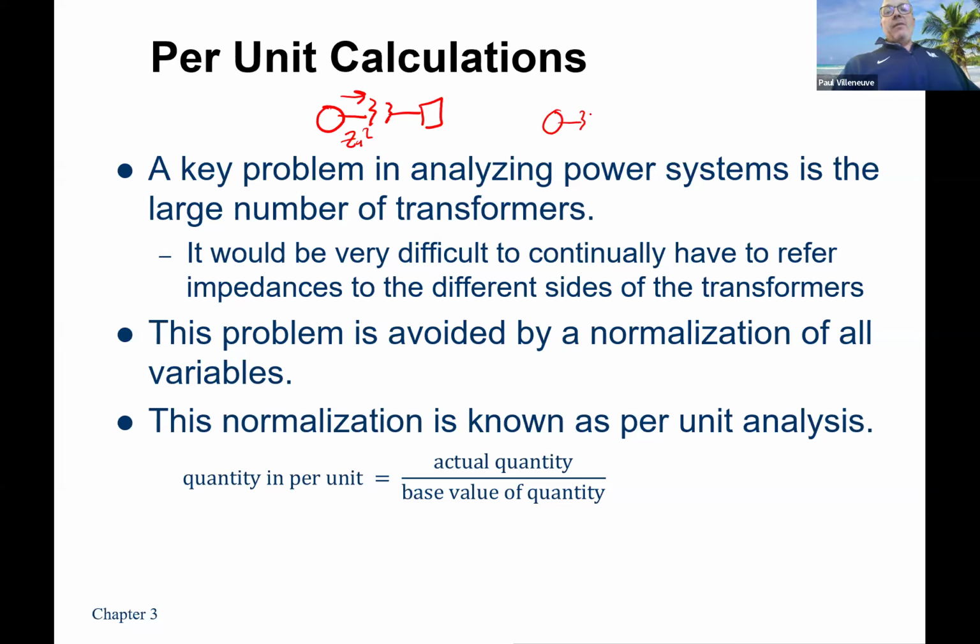The other thing is, what if we have more transformers? We put the load, then we have to do it twice. And what if you have a system with millions of transformers and millions of loads? You have to reflect those impedances up or down.